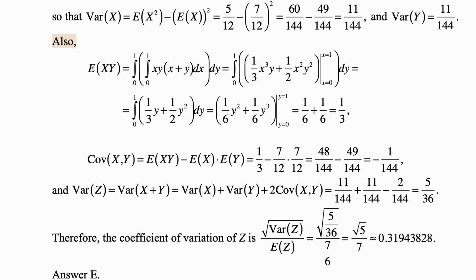And therefore the coefficient of variation of z is the standard deviation of z, which is the square root of 5 over 36, divided by E of z, which is 7 over 6. And that's the same as square root of 5 over 7, which is approximately 0.31943828, and that's answer E.